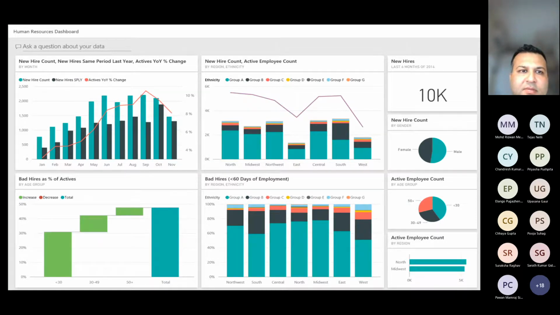There is one question in the chat, Vikas, if you would like to take it now, which is regarding whether Power BI is replacing financial reporting or management reporting tools. Do you want to add some thoughts around it?